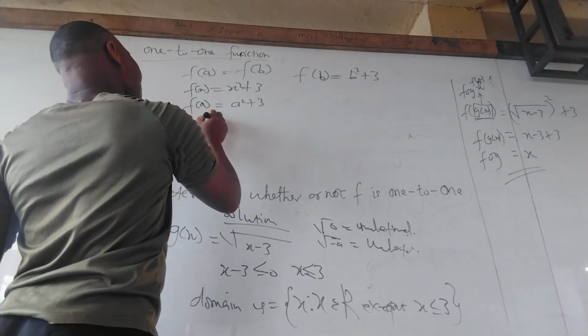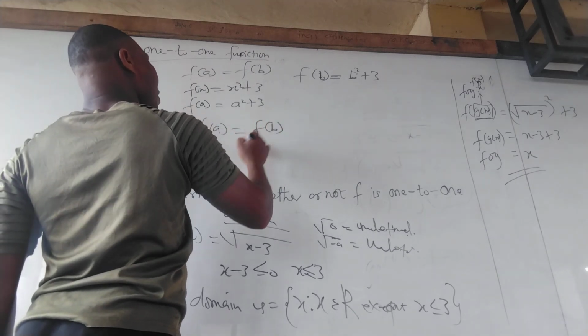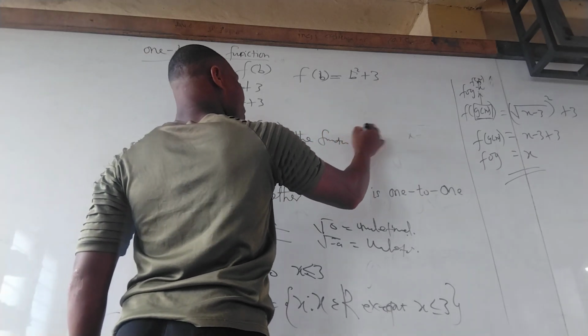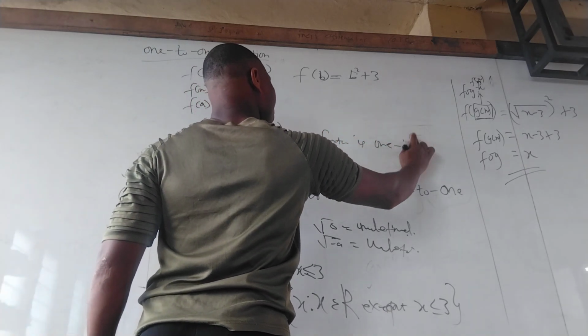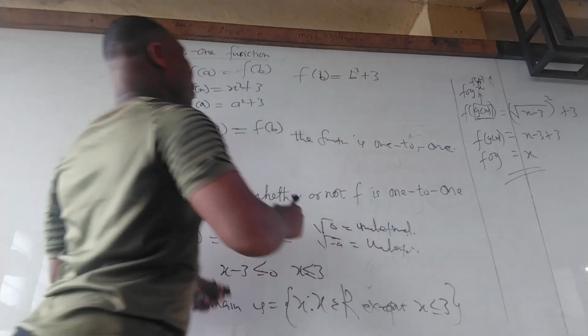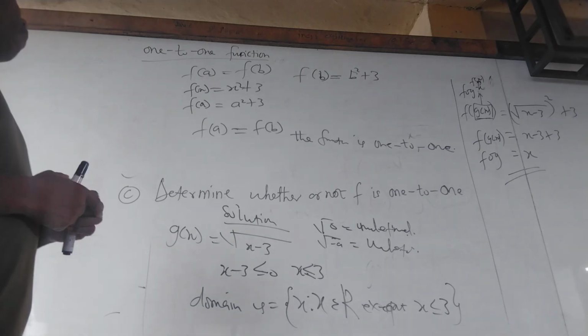Now, since we have f of a being equal to f of b, we can now conclude that the function is 1 to 1. The function is 1 to 1, or a 1 to 1 function.